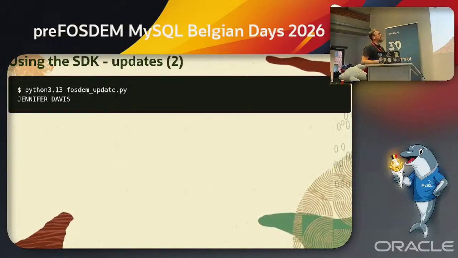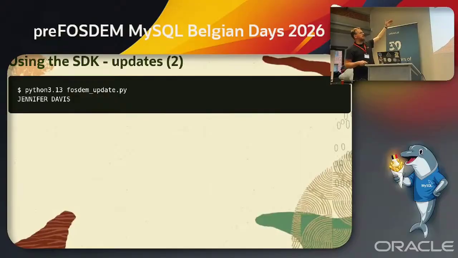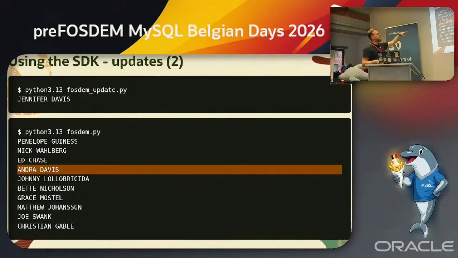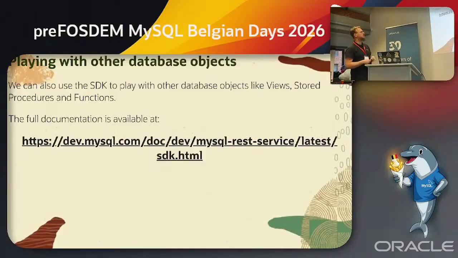So we run it, and it says it's Jennifer Davis, because we print it first. The second time, we run the first script we created, and we can see that number 4 is not Jennifer Davis, but Andra, because we did the update. So easy to do. Usually when I show that to developers that don't know anything about databases, they love it. It's much easier than all the SQL stuff they do.